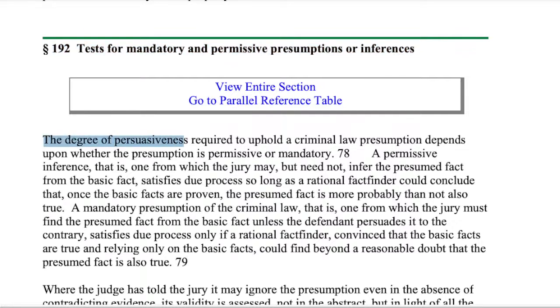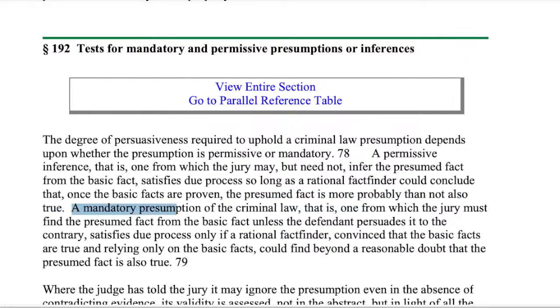The degree of persuasiveness required to uphold a criminal law presumption depends upon whether the presumption is permissive or mandatory. A permissive inference, that is, one from which the jury may, but need not, infer the presumed fact from the basic fact, satisfies due process so long as a rational fact finder could conclude that, once the basic facts are proven, the presumed fact is more probably than not also true.